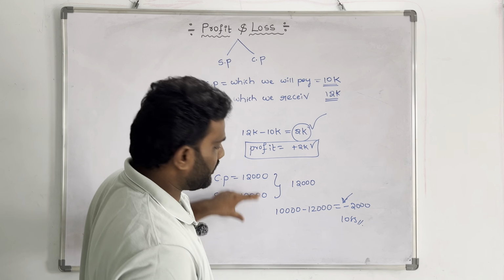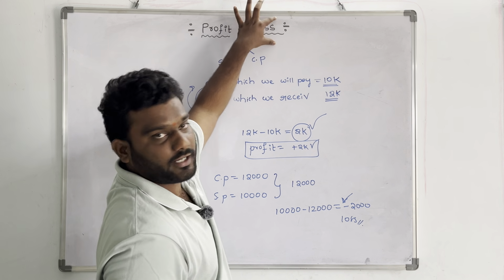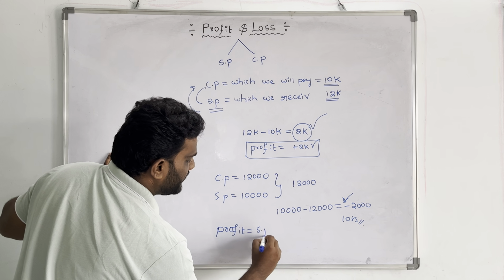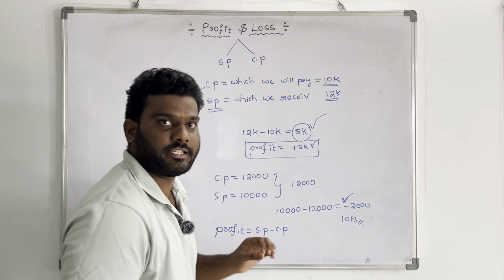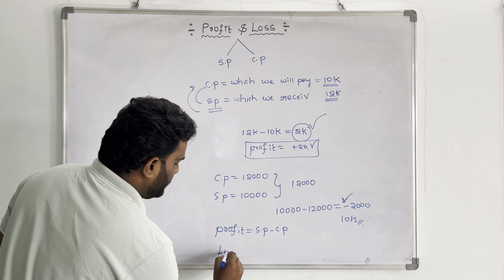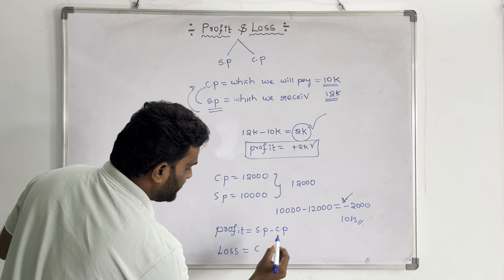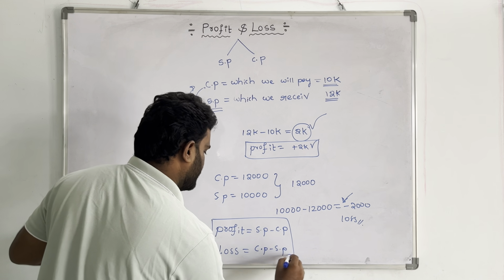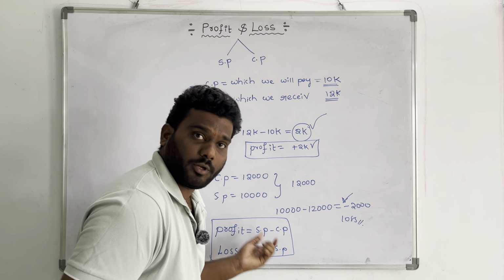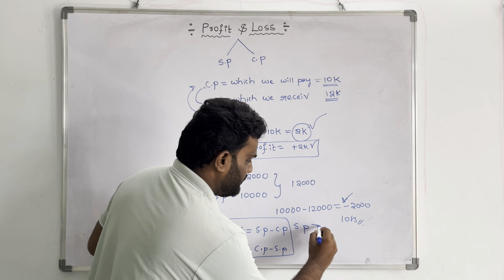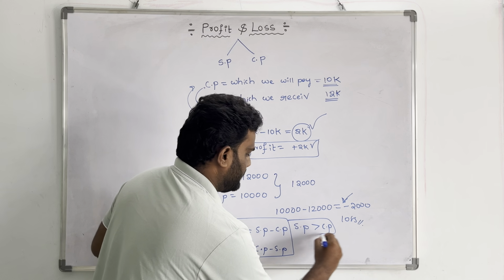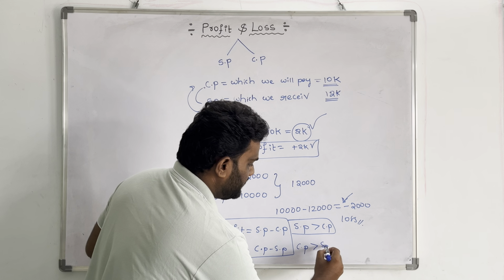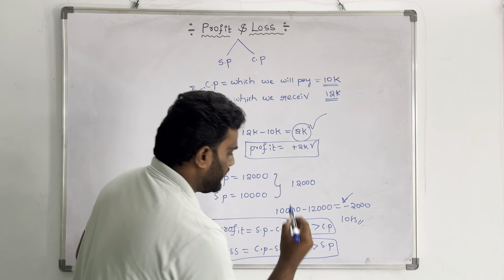So according to this concept, let me define profit and loss. Profit is nothing but selling price minus cost price. This is fixed. Now coming to loss, loss is nothing but cost price minus selling price. So if you want to get profit, the condition is that selling price should always be greater than cost price. If you want to get loss, the cost price should always be greater than the selling price. I hope you understand.